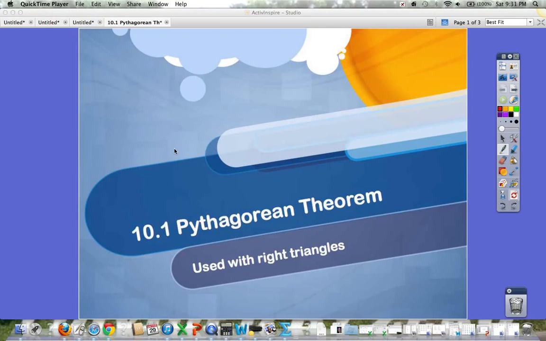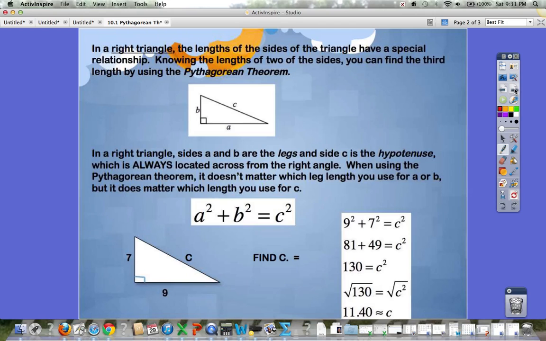10.1 Pythagorean Theorem, and we're using this with right triangles, and this will be a review from what you had in earlier grades. Alright, so this is all about right triangles. You can't do this Pythagorean theorem with any other triangle but a right triangle. A right triangle is, of course, a triangle with a right angle in one of the angles. Okay? The lengths of the sides of the triangle have a special relationship when it's in a right triangle.